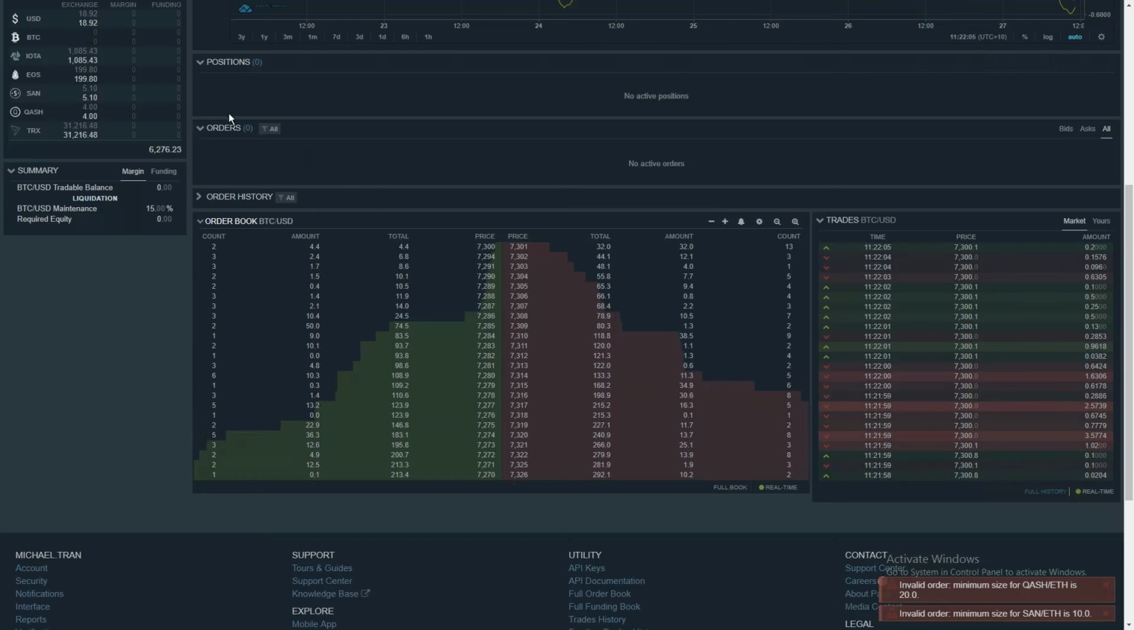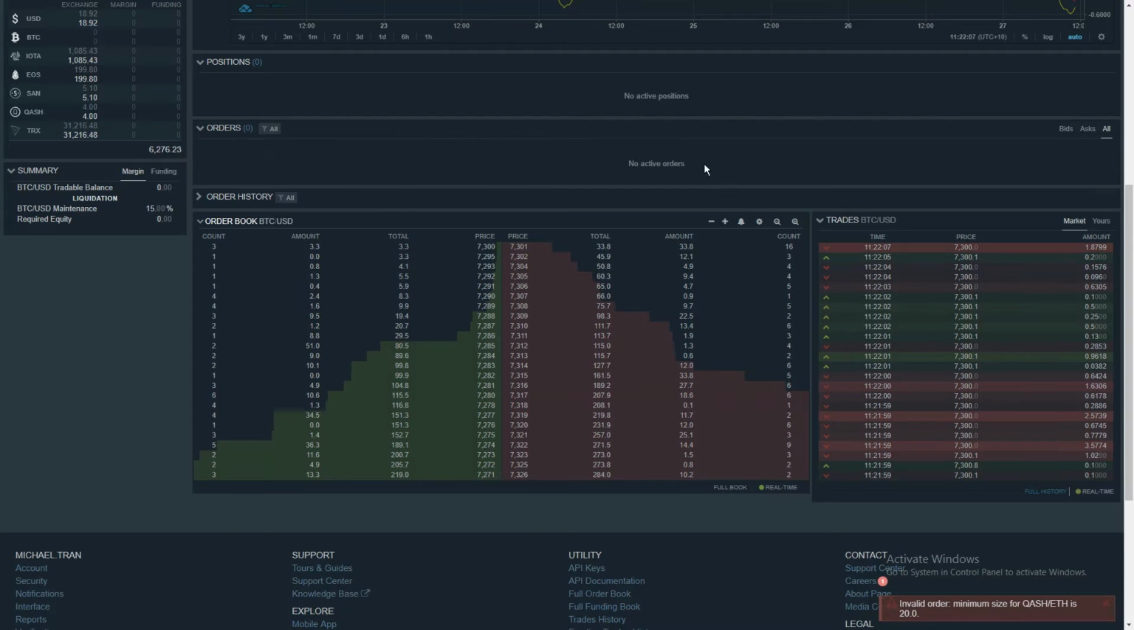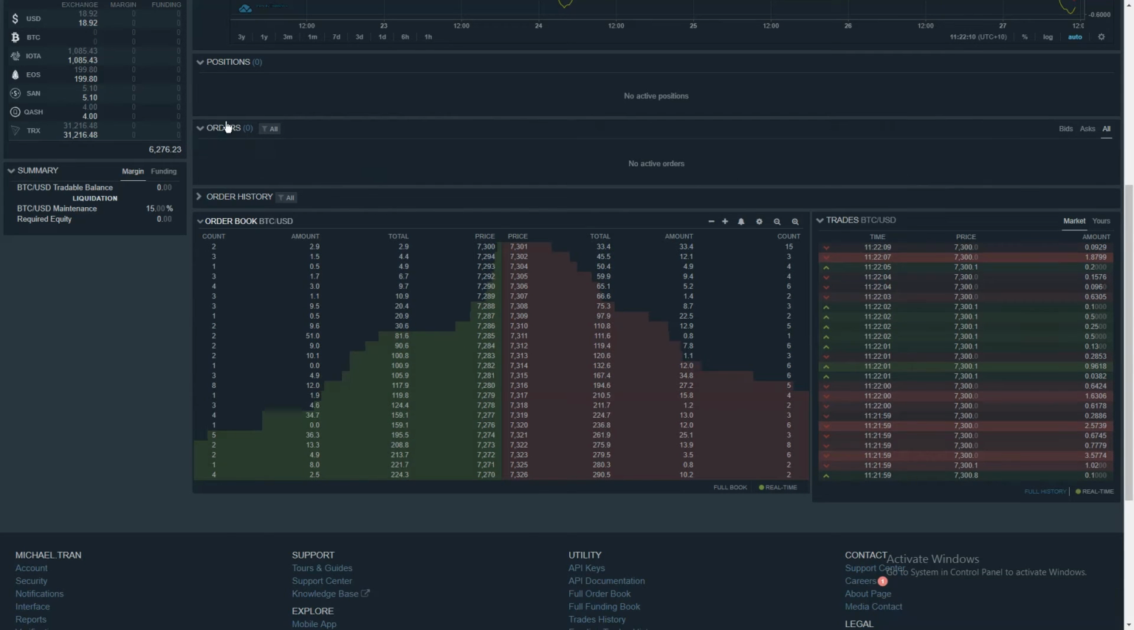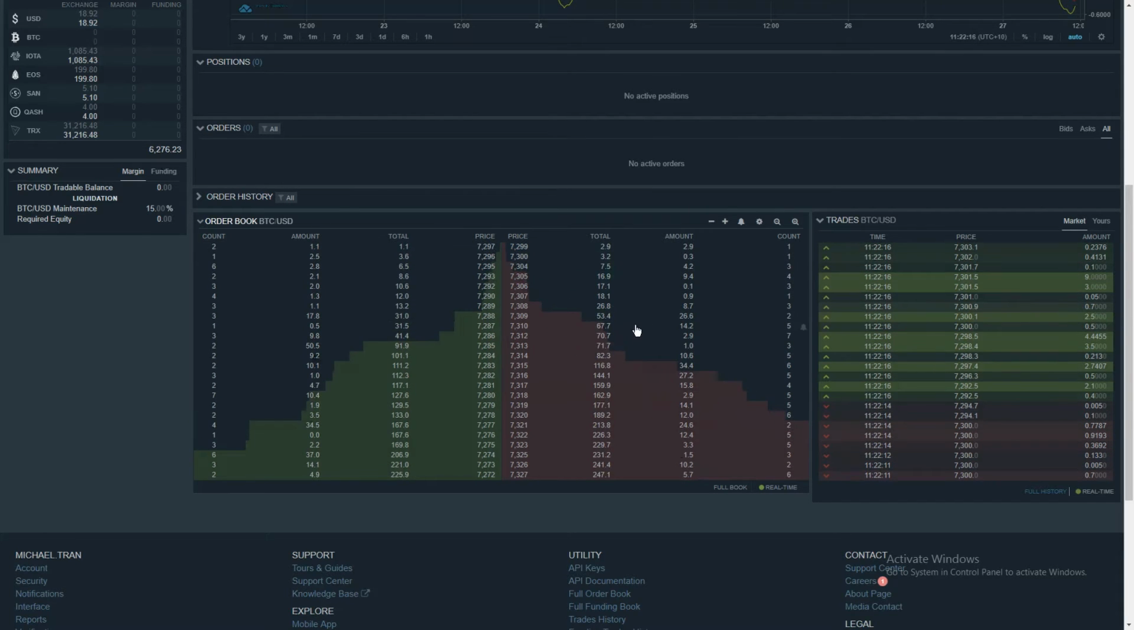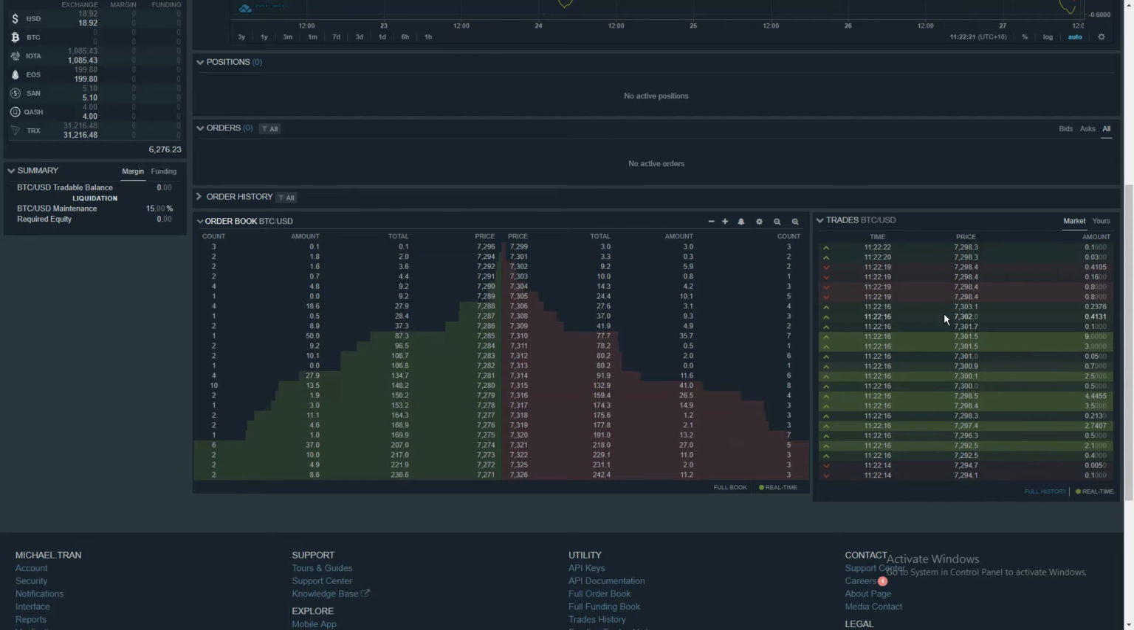Going down, these are the open orders. You can see at the moment my system has no active orders sitting in the book, so I can close that off. But you can see here the order book. Now the order book is actually really important. I'm going to take our attention first to the right-hand side here, and this is the trades.